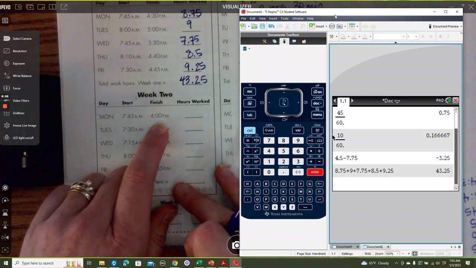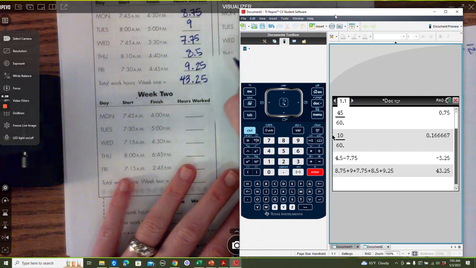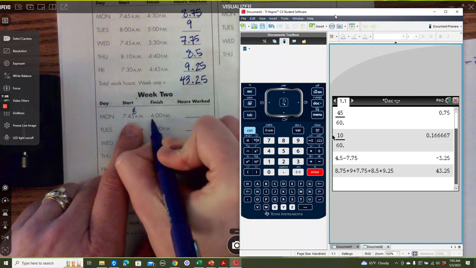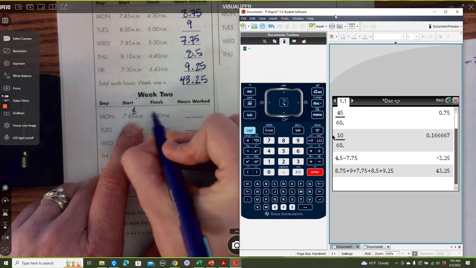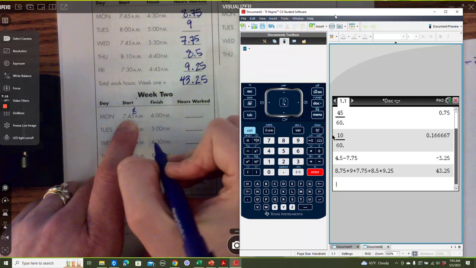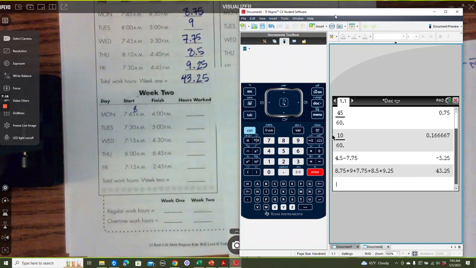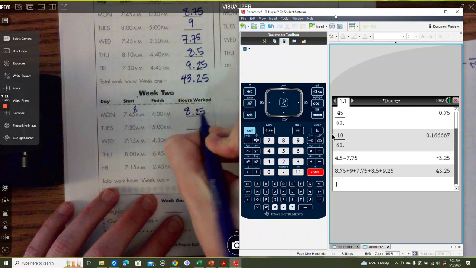All right, 7:45 to 4 p.m. So I could do 8 a.m. to 4, because that's 8 hours. 8 to noon is 4, noon to 4 is 4, and then tack on that extra 15 minutes. So there are some shortcuts to be able to do this. So 8 hours and 15 minutes would be 8.25.